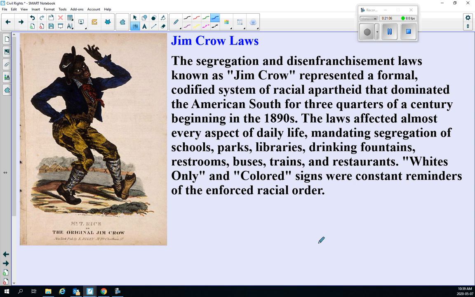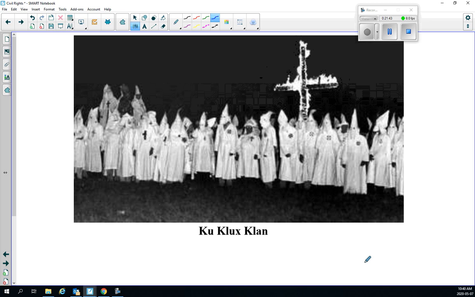And as it says, the laws affected almost every aspect of your life. Segregation of schools, of parks, of libraries, even drinking fountains and bathrooms. And as we've studied, buses, trains, and restaurants were segregated. Very common to see whites only signs and colored signs. Just very constant reminders of the racial order that was established by these Jim Crow laws. So the American Civil Rights Movement was the overcoming of the Jim Crow laws, if you can follow that. And as you can imagine, there was a lot of resistance in the American South to the Civil Rights Movement.